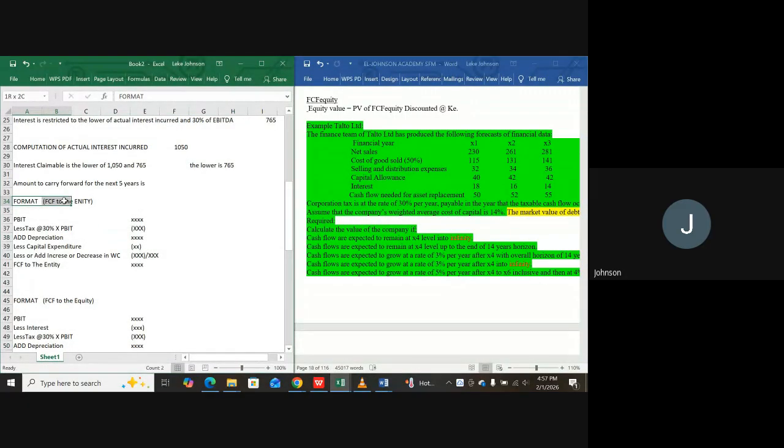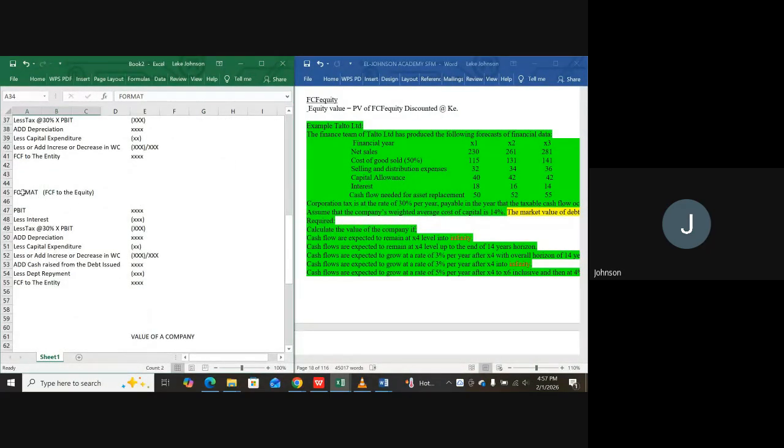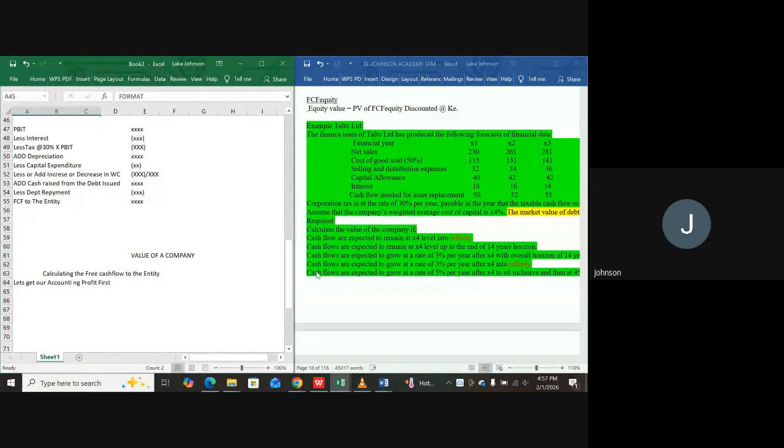Okay, so now we have the format that we need. Control B, we'll make this one bold. Then we also have the format if we are trying to get only to the equity holder. Fine. Then let's now solve this question. We're trying to get the value of the company, the total company. So we need to be able to calculate our accounting profit.